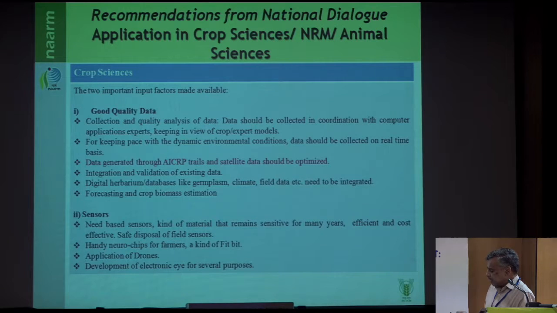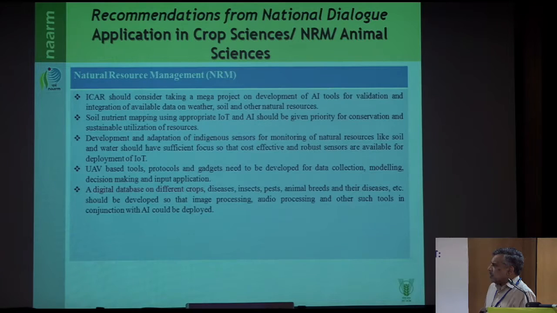In this, we can see there were many recommendations for crop sciences, but the main concern was data: the accessibility of the data, the validation, the quality of data, and all those kinds of things. Most of the recommendations for data in crop sciences and NRM were that the main thing was the creation of databases. That was one of the main recommendations for NRM. Of course, many other things are also there in NRM.